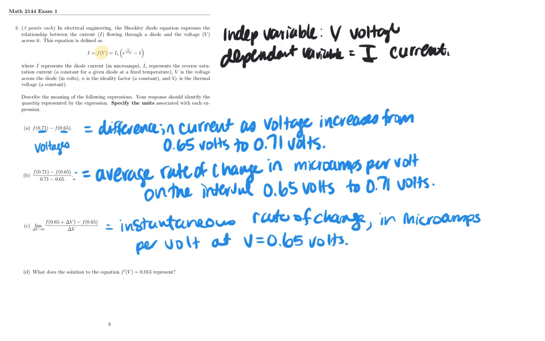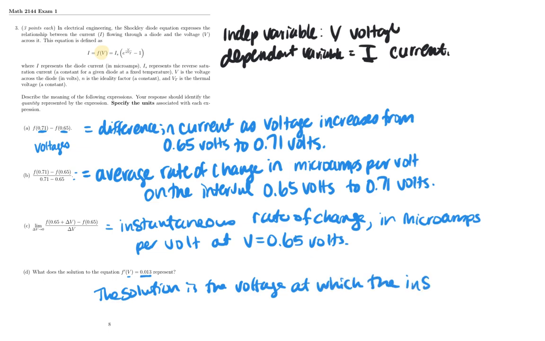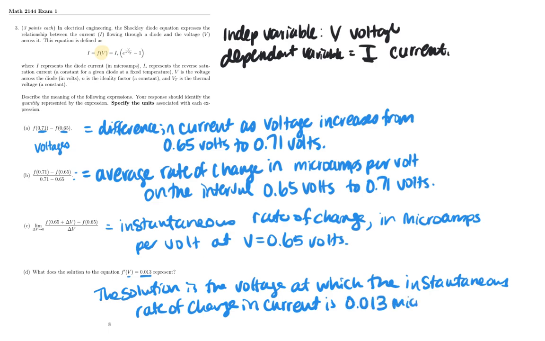Okay, and then what does the solution to the equation f prime of V equals 0.013 represent? So this is a volt and this is a rate of change. So the solution is the voltage at which the instantaneous rate of change in current is 0.013 microamps per volt.